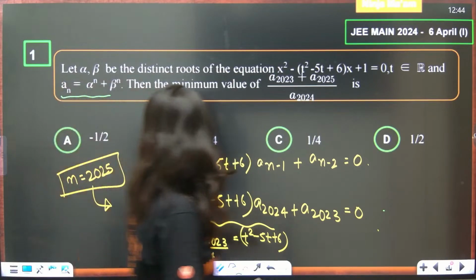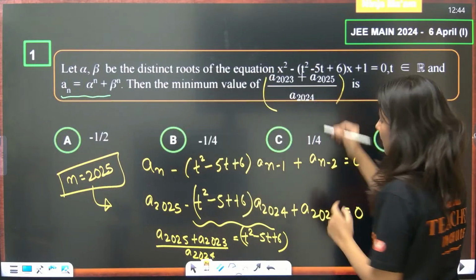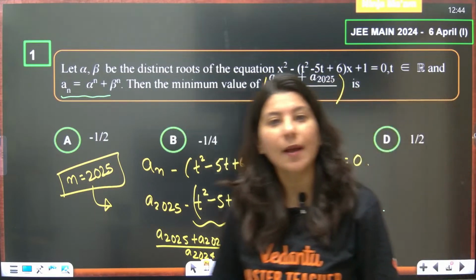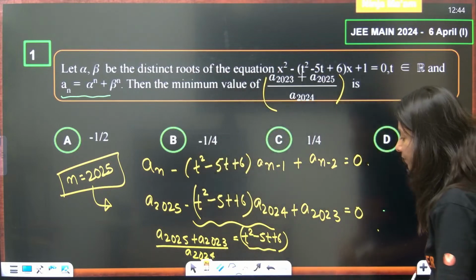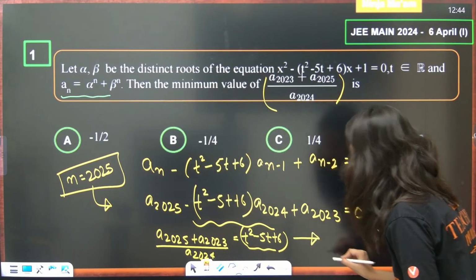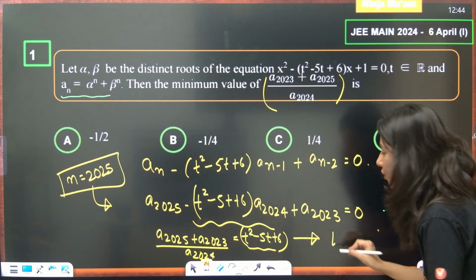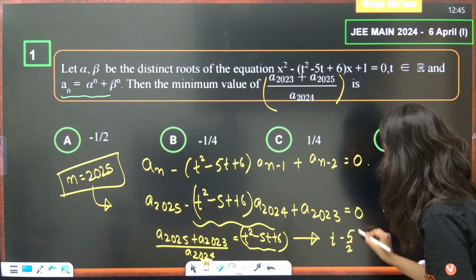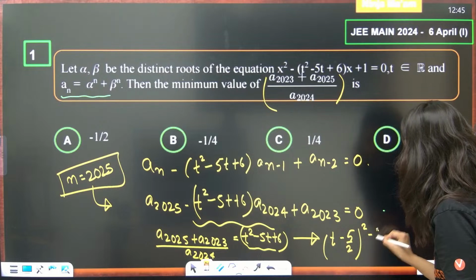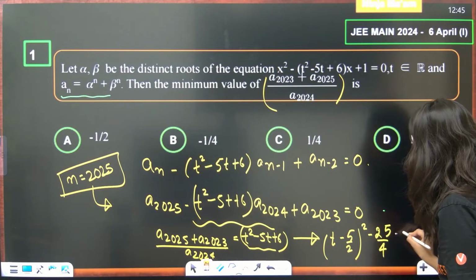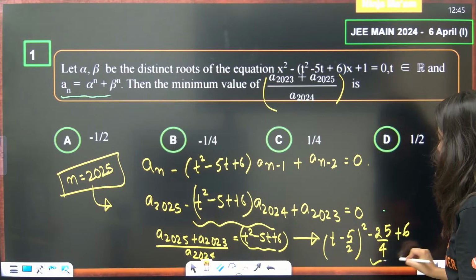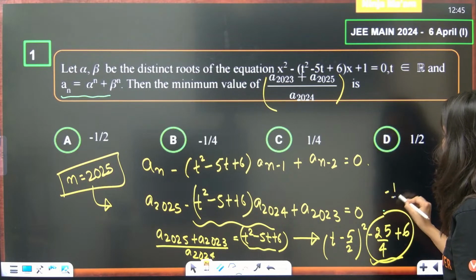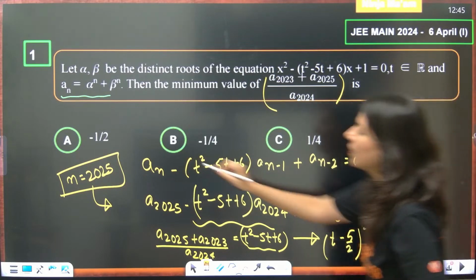Now can you see, you are looking for the minimum value of this expression. Minimum value of this expression is t square minus 5t plus 6, correct? So if you want to talk about the minimum value, make perfect square, t minus 5 by 2 whole square minus 25 by 4 plus 6. If you solve this part, 6 4s are 24. So this is nothing but minus 1 by 4. So minimum value is minus 1 by 4, option B.